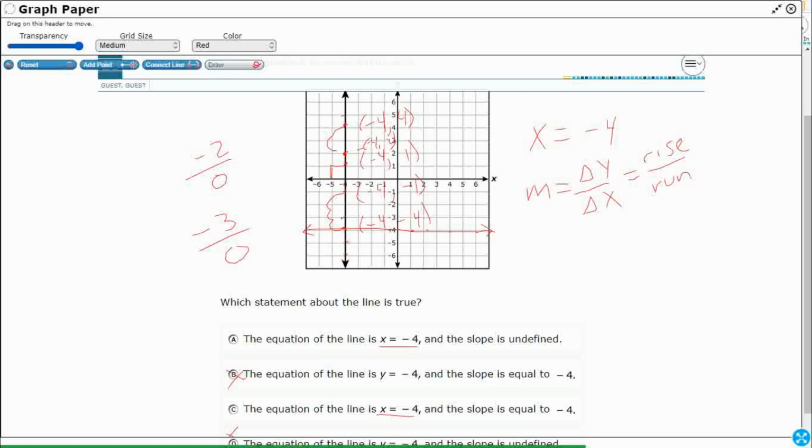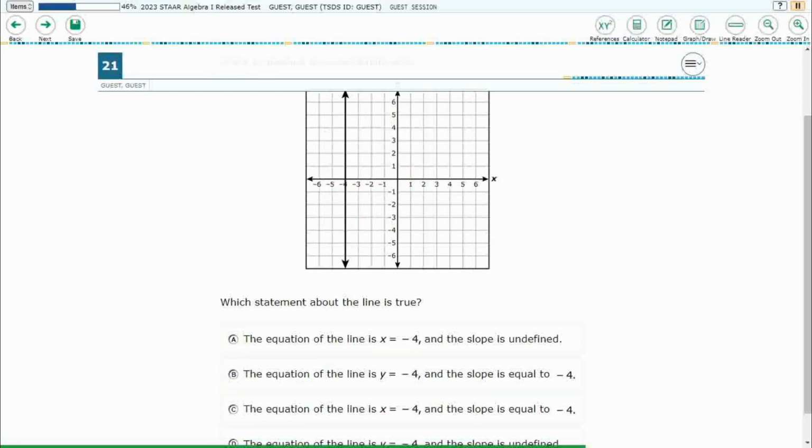Well, here's the problem. Try dividing by 0 on your calculator, and you're going to get an error message because you can't take groups of 0. I don't care whether it's -2 or -3 or 18 or a million. The groups have to be greater than 0. So when you divide by 0, both of these will just be called undefined. When you have a vertical line, you have an undefined slope because there's no change in x, which means you're dividing by 0, which is an error. You can't take groups of 0. So there's our answer right there. Answer is A. With a line of x equals -4, the slope is undefined.